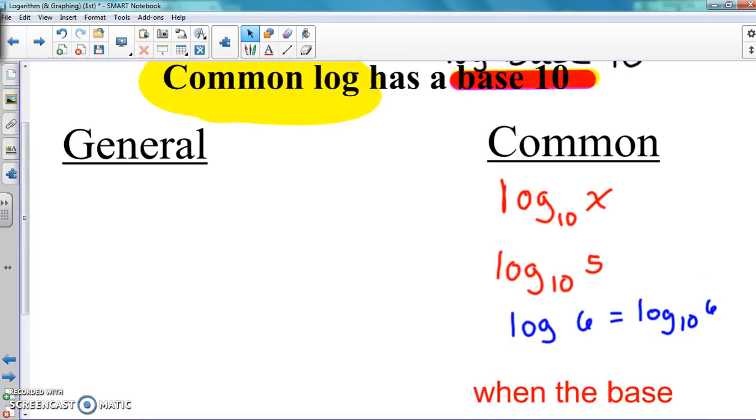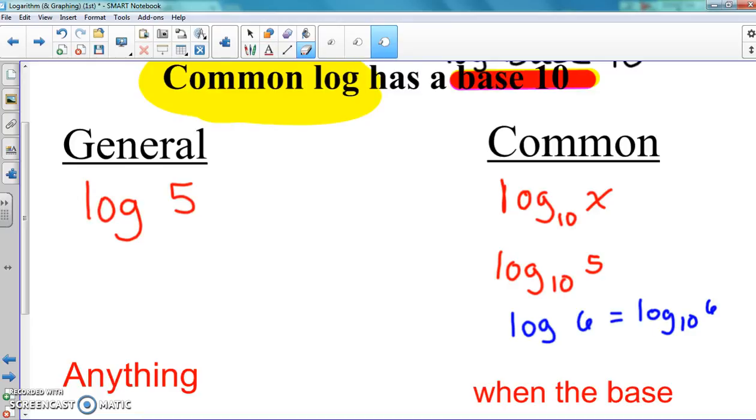All right, and then also let's come over here to general log. General log just means any other base other than 10. So here's some examples of that. Let's say we have log 5 base 2. That's a general log because it's not base 10. Let's do log 1/2 base 3. Again, a general log because it's not base 10.